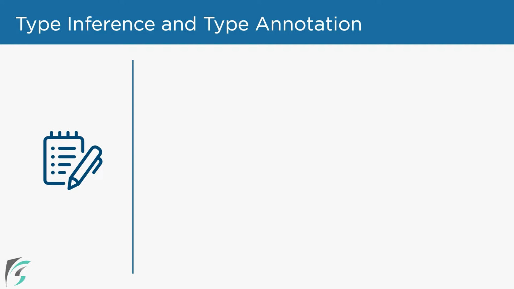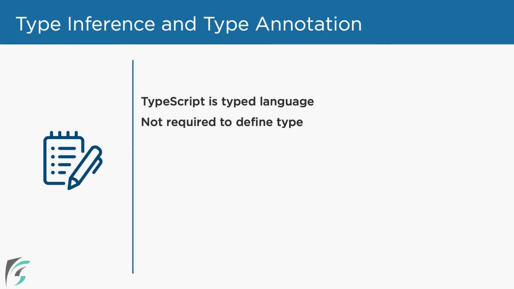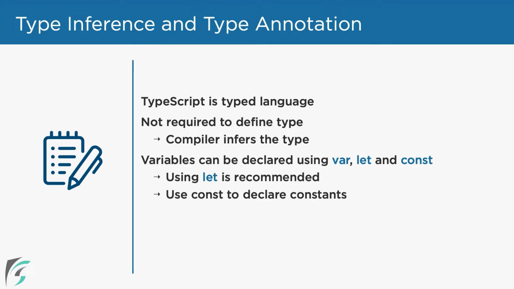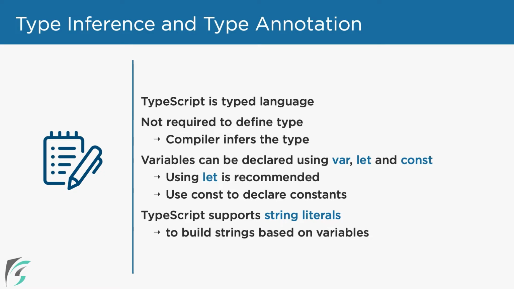So about type inference and type annotations, TypeScript is a typed language. Unlike JavaScript, we can define the type of the value a variable can store. It is not mandatory to annotate the type. However, I recommend you to follow the practice of doing it. The TypeScript compiler infers the type of the variable when there is no explicit information. The variables can be declared with var, let or const keyword. However, using let is recommended. We will use const when we want the value of the variable to be constant and not change. TypeScript also supports string literals, which we can use to build strings based on the variable's value.